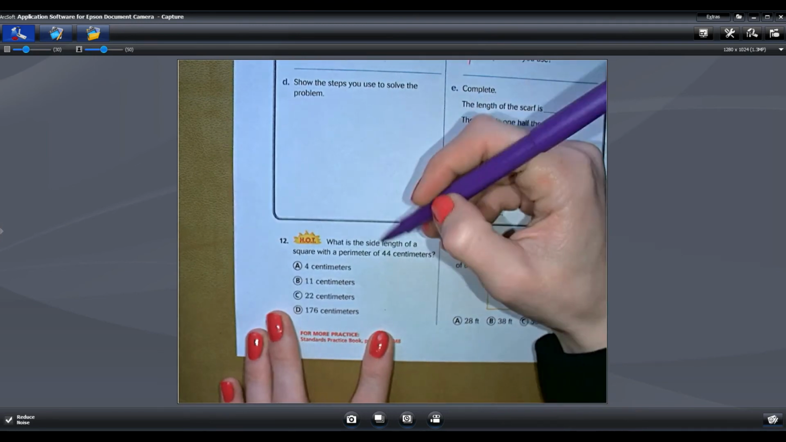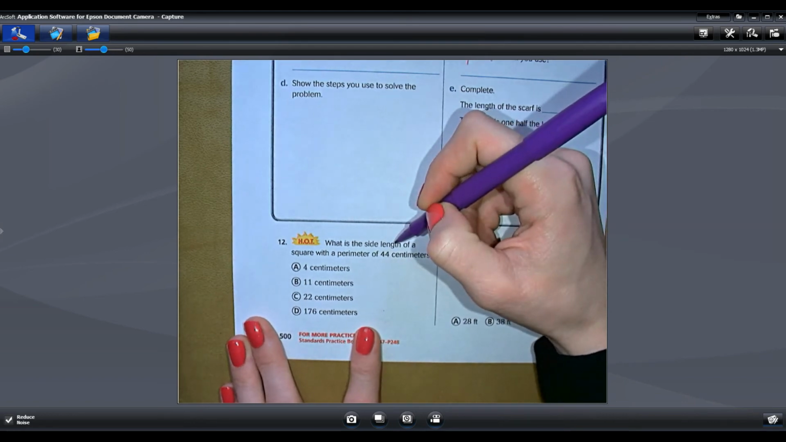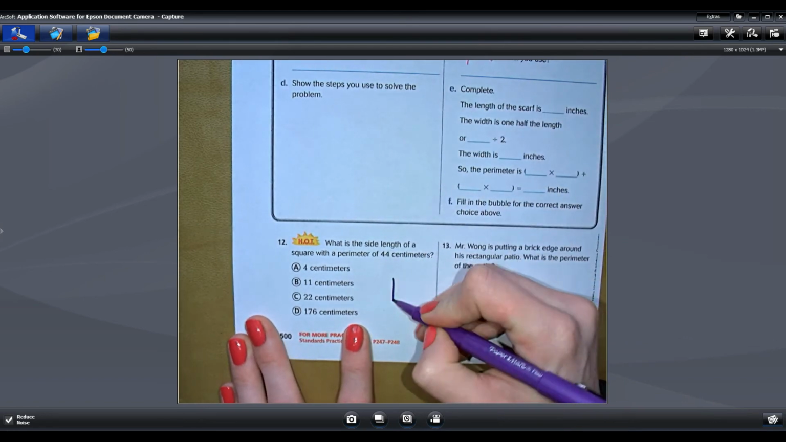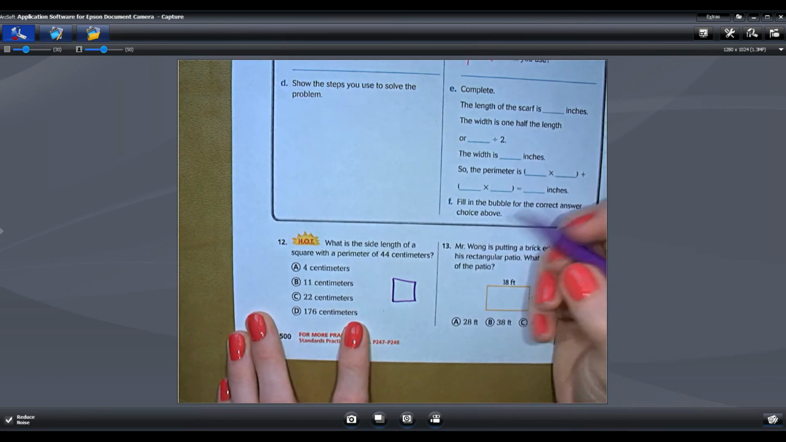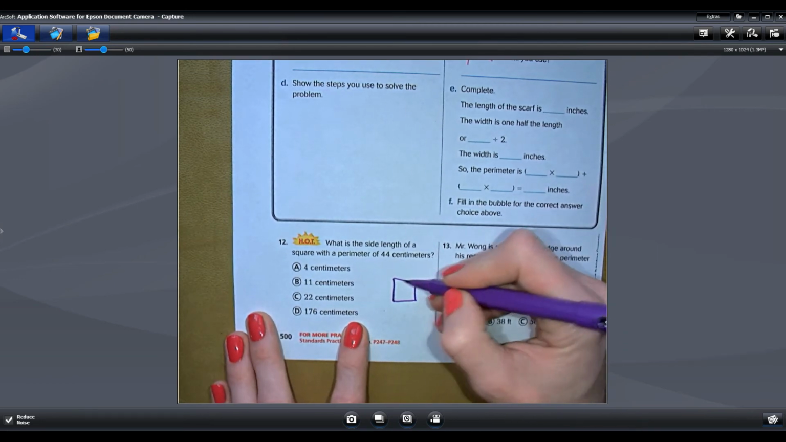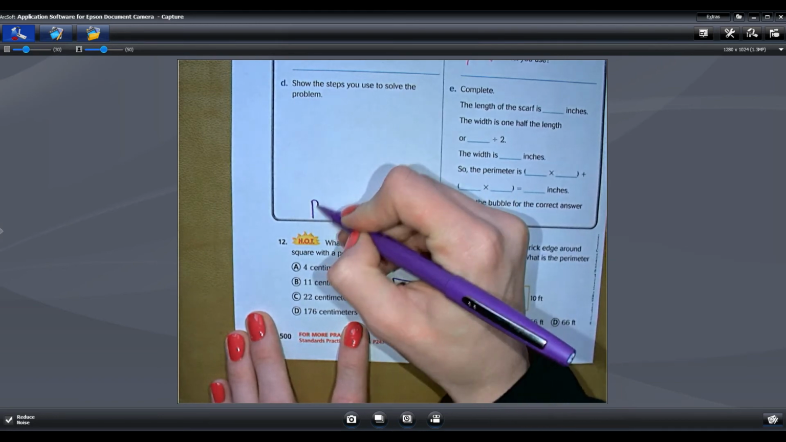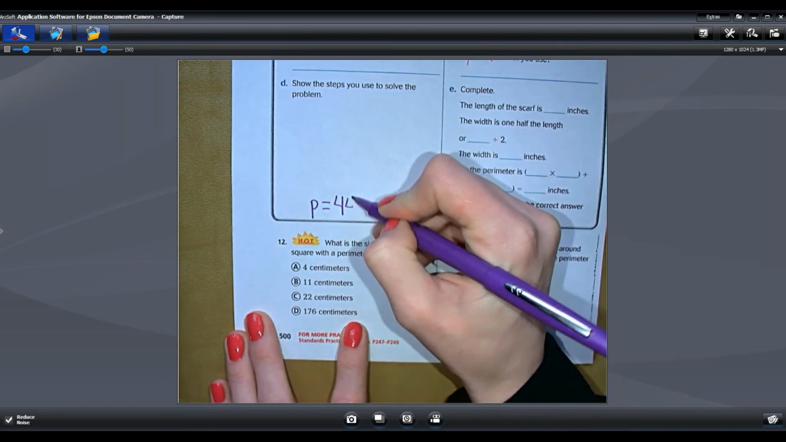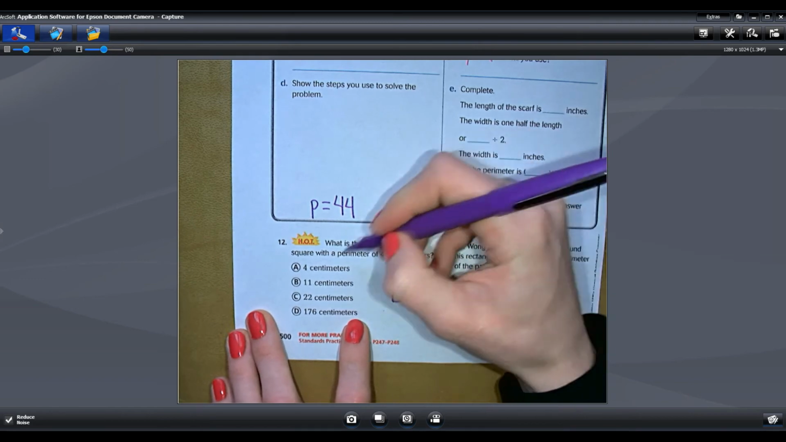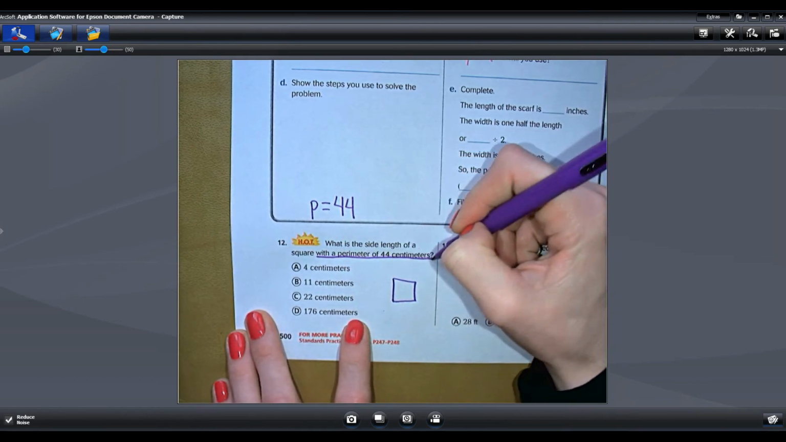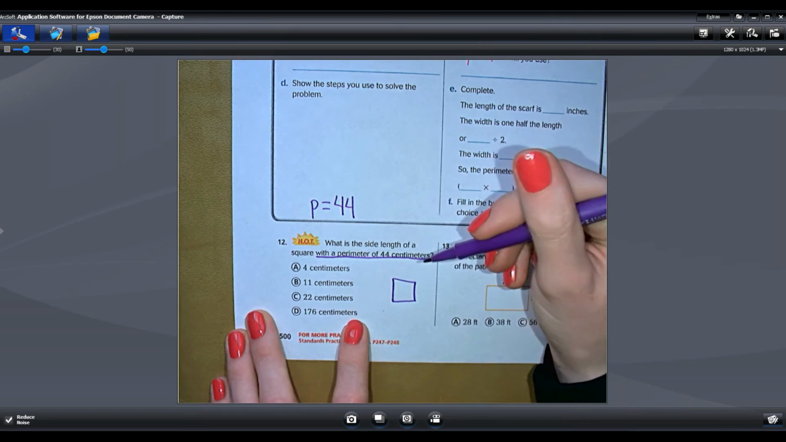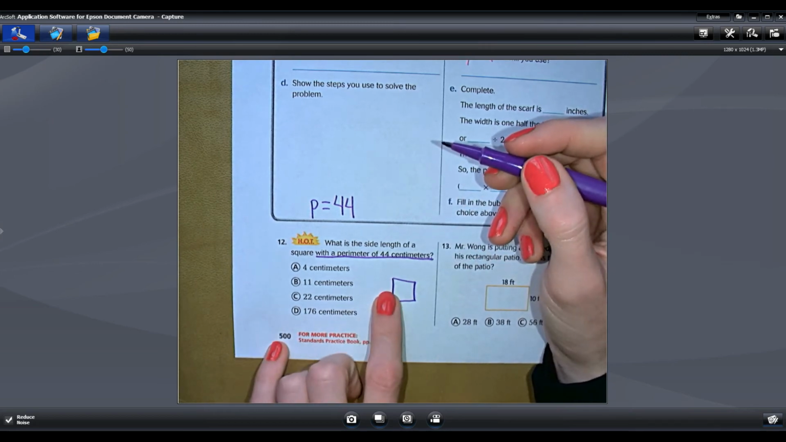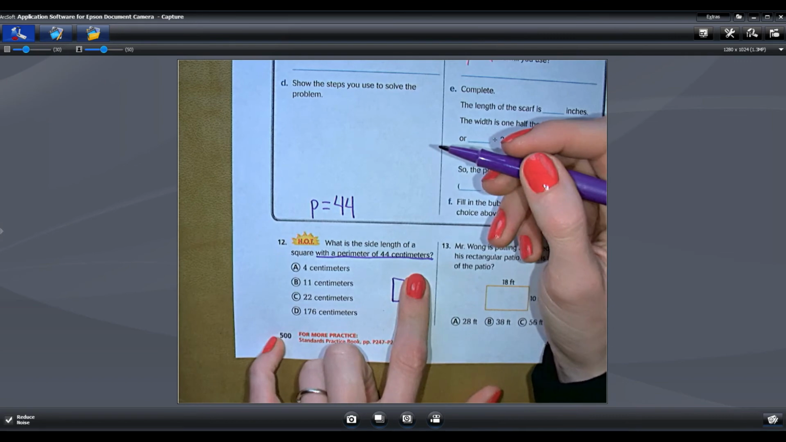Hot problem. What is the side length of a square? Draw it. With a perimeter of 44 centimeters. Okay, that's a sad looking square, Mrs. May. It's all right. Okay, the perimeter is 44. P equals 44. Not a side. That means all 4 sides added up together equal 44. So I need to figure out what those sides are. Those are like question marks. I don't know what they are.